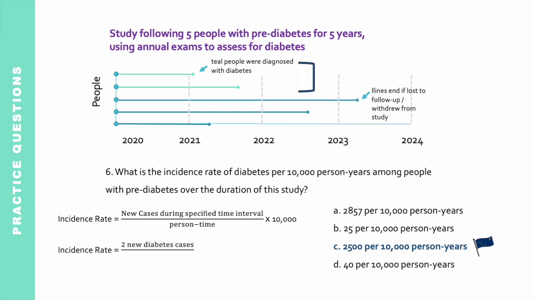2 people developed diabetes during the study, and to find the total person years contributed by the study participants, we add 1 plus 1 plus 3 plus 2 plus 1 to get 8 person years. So we divide 2 new cases by 8 person years, which gives us 0.25. Then we multiply by 10,000 to get 2,500 per 10,000 person years.